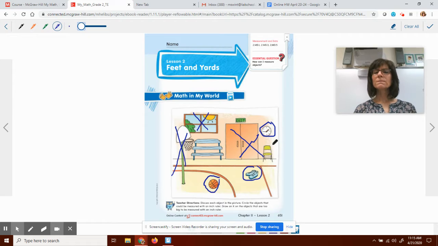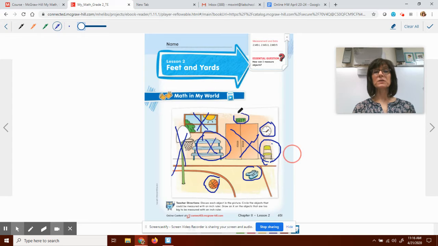The chair, kind of debatable. I think a chair you probably could use a ruler, you might have to use it twice. And the bleachers, you could go either way. I think that this one I'm going to cross off and I'm going to circle it too. The exit sign, yeah, you can measure that with a ruler.